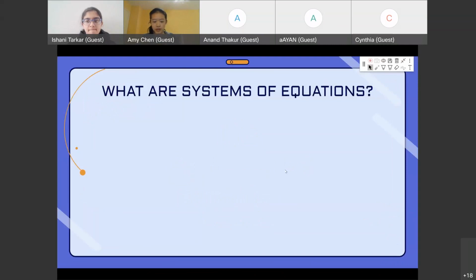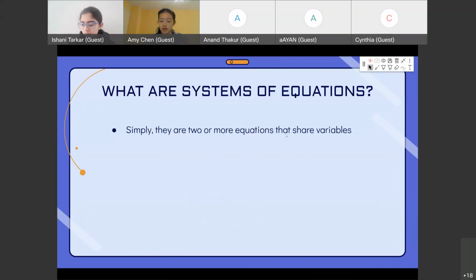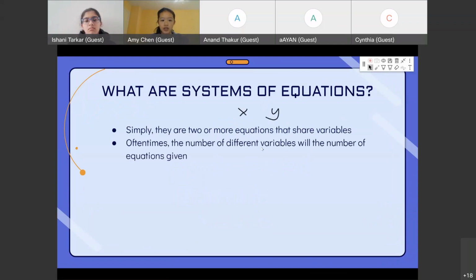Well, what we just introduced was basically just systems of equations. It's when there are 2 or more equations that share the same variables. For what we just did, we had the variable x represent the number of t-shirts, and the variable y represent the cost of those t-shirts. And sometimes in other equations, a different number of variables can be given.